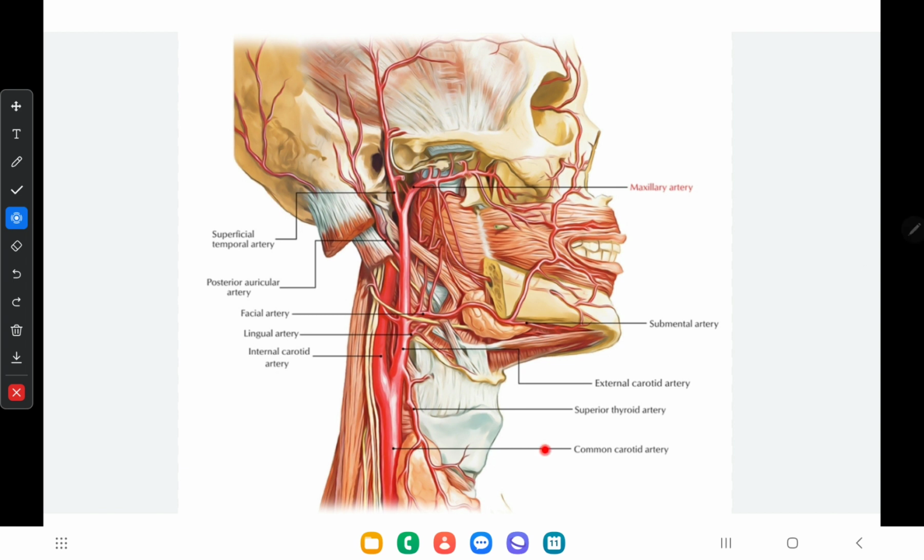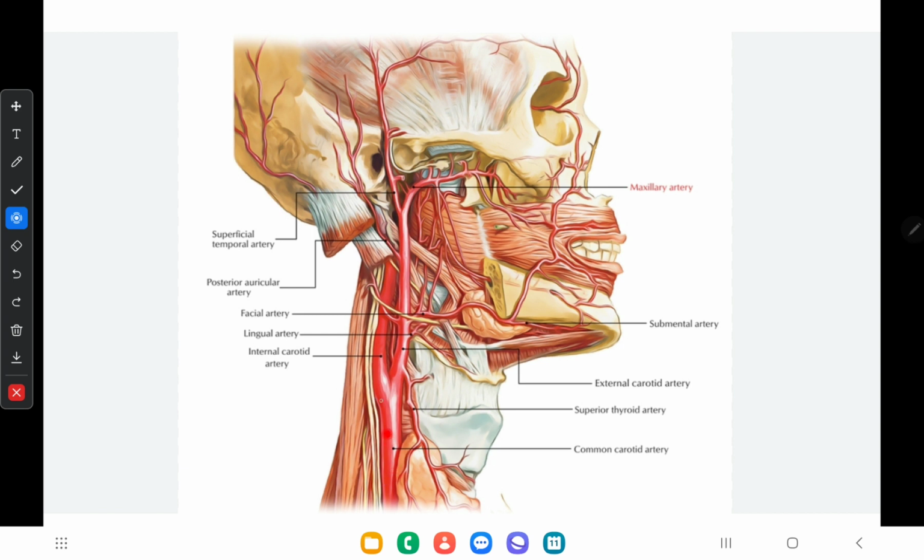So here you can see the common carotid artery, the external carotid artery and the internal carotid artery. In my previous video, I discussed the external carotid artery. I'll put the link in the description box as well. Then you can watch the video and learn about the course, the branches and the relations of the external carotid artery.